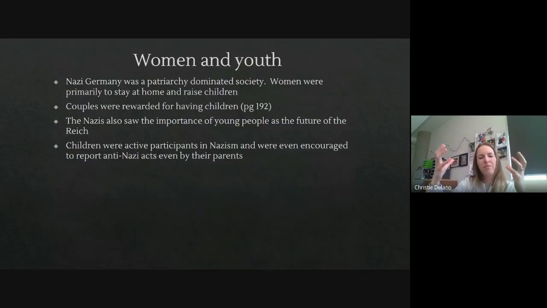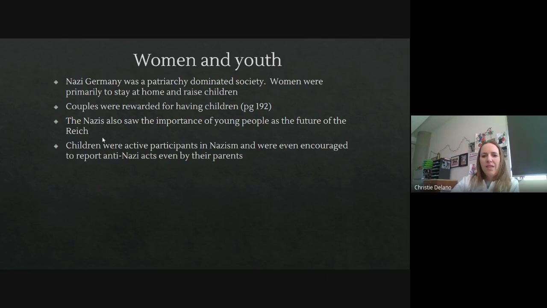Now, you've got to convince the masses that all of this is acceptable. So how does he do this? Well, when we look at women and youth, women were basically told to stay at home and to raise the children and have lots of them and raise good little Nazis, because later down the road, those good little Nazis would become the next generation of Nazi soldiers. Couples were rewarded for having children. They wanted you to have lots of them because they were going to need lots of young, able-bodied people down the road to further their expansionist policies.